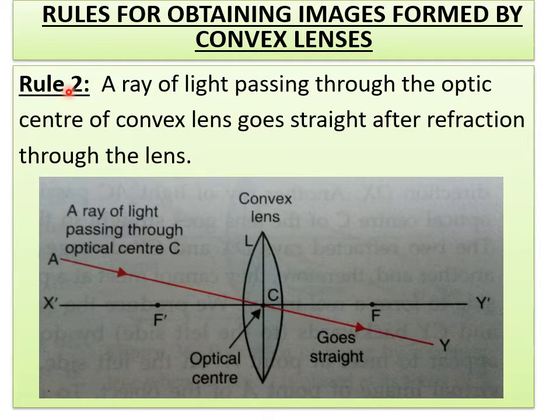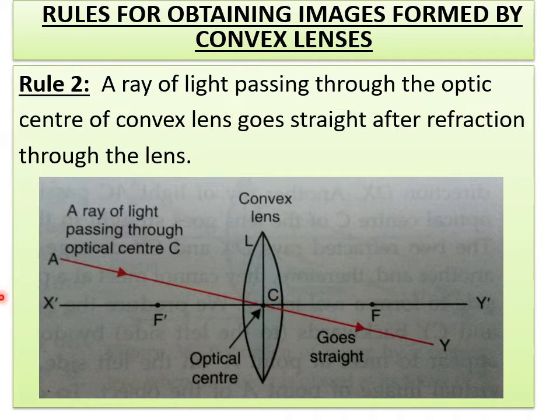Now coming to rule 2: a ray of light passing through the optic center of a convex lens goes straight after refraction through the lens. Here we can represent the lens in this way or in the arrow way also. Whichever you feel better, you draw the lenses. It's not compulsory that you have to use arrows as represented in your textbook. Other than your textbook, you may find the lenses represented like this.